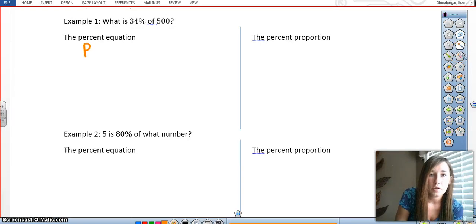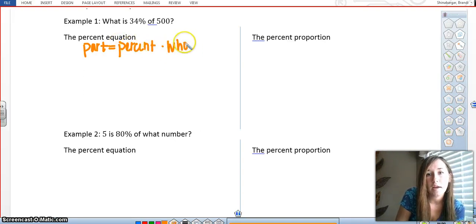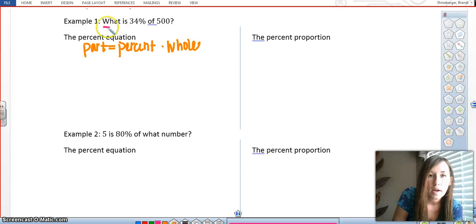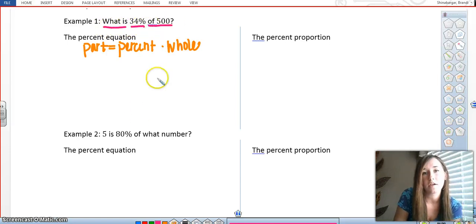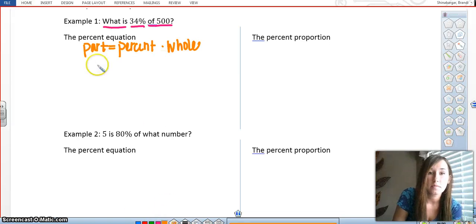Okay, so let's try the percent equation to answer this question. Part equals percent times the whole. All right. In our question, it says, what is 34% of 500? We're looking for the part, so that's where you can put our variable. We don't know the part.